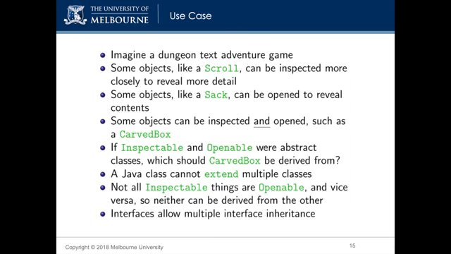One thing to note is that a Java class cannot extend multiple classes, so each class can only extend one class. Not all inspectable things are openable and vice versa, so neither can be derived from the other, but interfaces allow multiple interface instances. So you can extend one class, but you can implement multiple interfaces, and hopefully this example that we'll work through together will show you how that works.